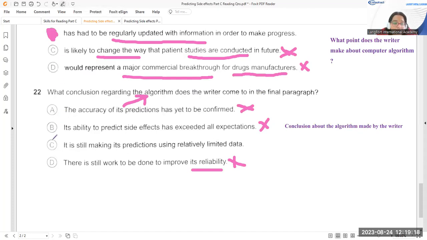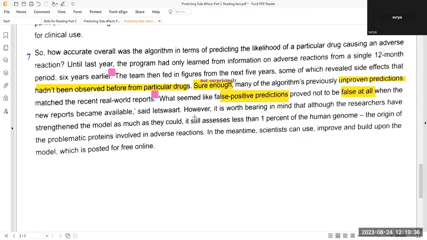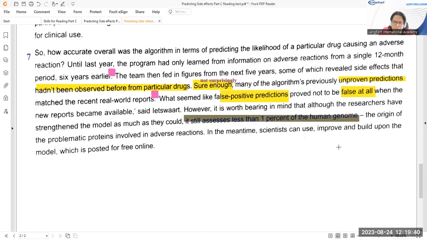My question is why that is. None of you have chosen C as the answer, but I'm telling you C is the answer, but tell me why that is true. Read it. The algorithm is still making its predictions using a relatively limited amount of data. Why is that? Can you show the passage, ma'am? Yeah. Read the sentence. Researchers are trying their best to improve the model.